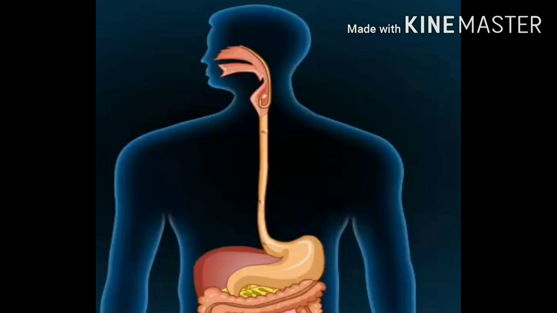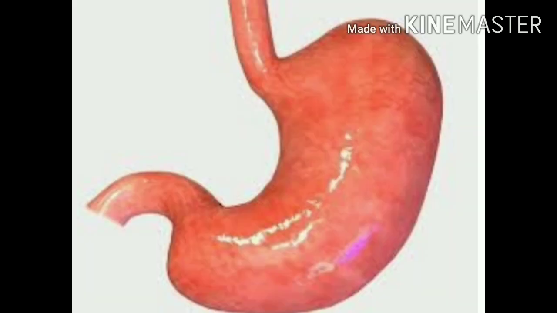From the mouth, food is taken to the stomach through the esophagus. The stomach is a large organ which expands when food enters it. The muscular walls of the stomach help in mixing the food thoroughly with the digestive juices.